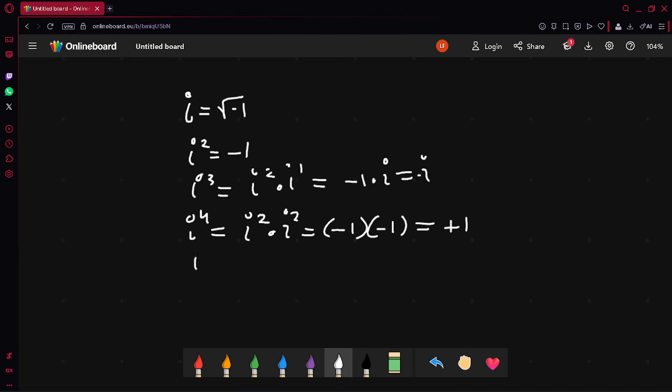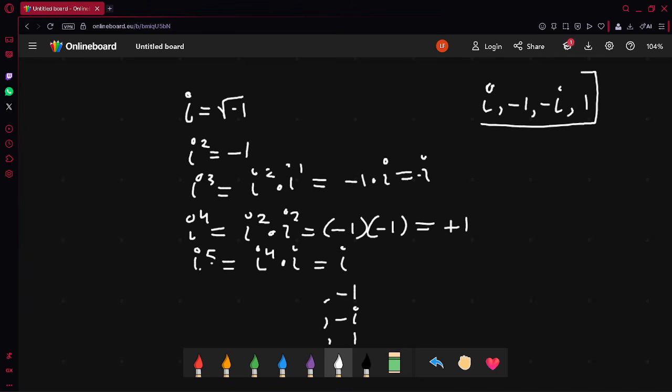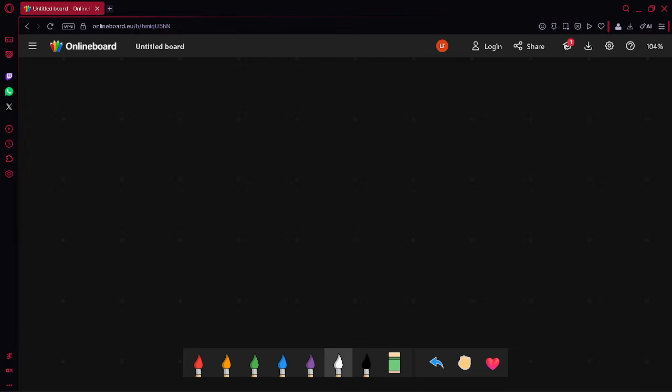So, you're going to see a pattern repeating. And you can see this is i. And then you're going to get negative 1, and then negative i, and then 1. So you can see it follows a pattern. i, negative 1, negative i, and then 1. And this pattern repeats up to infinity, i to the power of infinity, or at least when it tends to infinity.